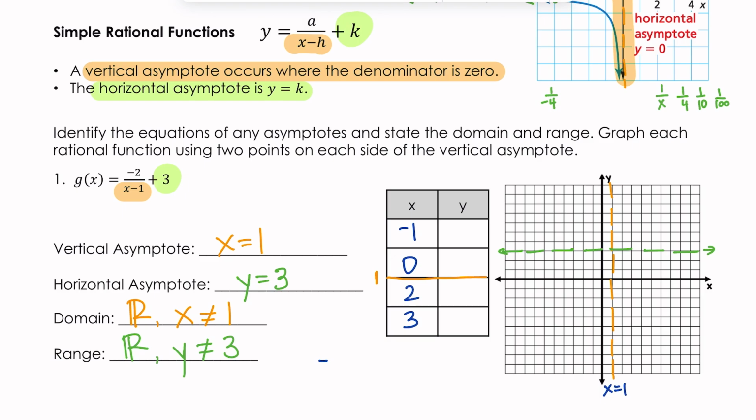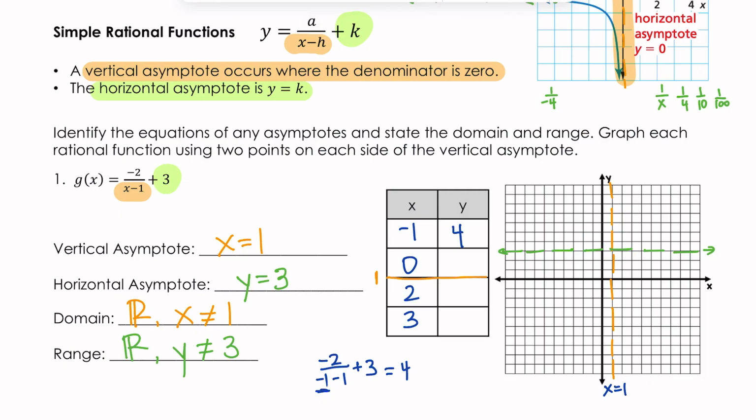My first one is -1, so I'm going to have -2 over -1 minus 1, plugging in that -1, and then plus 3. Okay, so when I do that math, -2 over -2 is +1. 1 plus 3 is 4. So my point is -1 comma 4 on the graph.